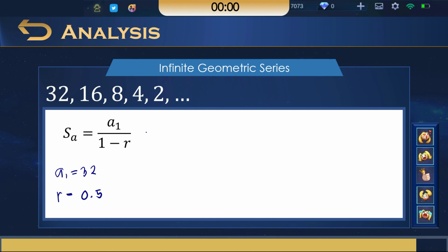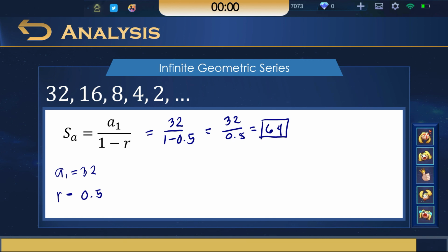Okay, let us substitute the values. We have a sub 1, which is 32, all over 1 minus 0.5. 1 minus 0.5, the answer is 0.5. So we have 32 divided by 0.5, and the answer is 64.